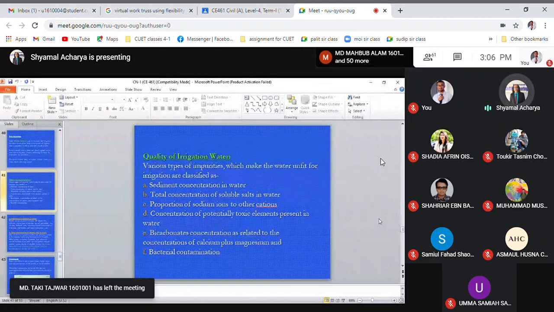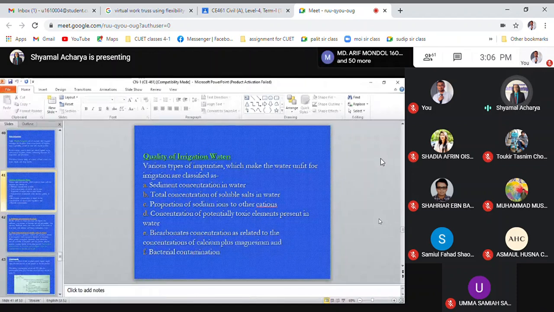We also discussed some toxic elements, basically boron and selenium. Boron is very essential for plant growth, but a very high concentration is not suitable for crop production. But selenium, even a very small amount in the water, is very injurious for plant growth. And the other two are bicarbonate concentration and bacterial concentration.